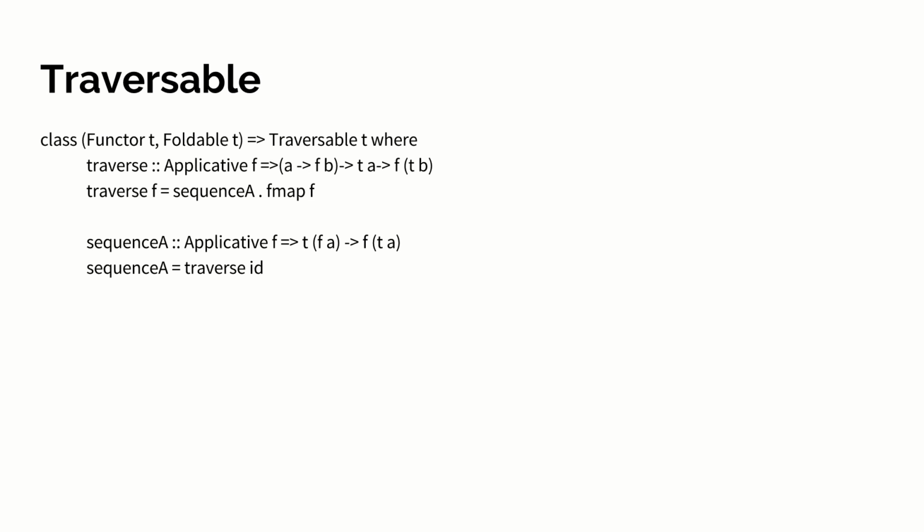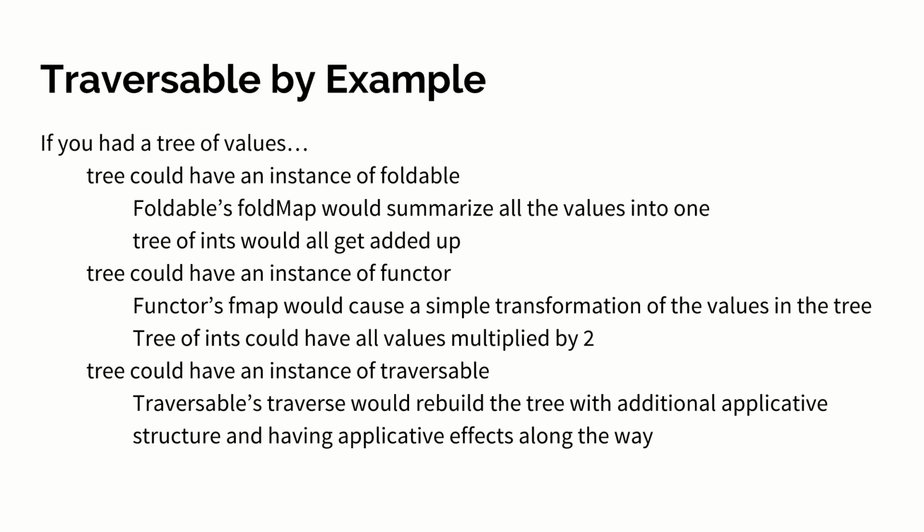The next related and similarly useful type class is Traversable. It is best to realize what Traversable does by first looking back at some of the other type classes we've just recently discussed. So let's say we had a tree of values, let's say a tree of ints. Foldable's foldMap would somehow summarize this tree of ints into a single value. We could use addition as the monoidal instance, so this tree of ints would essentially become the sum of all of its parts.